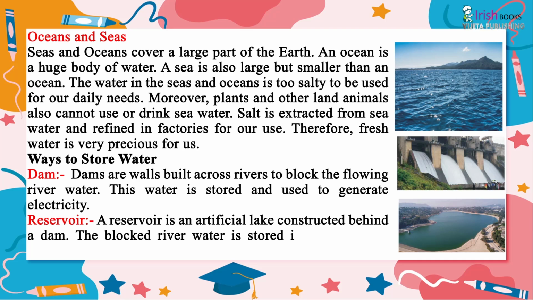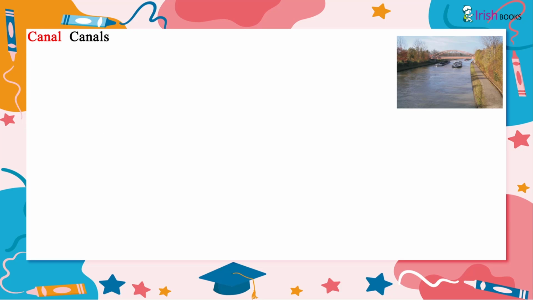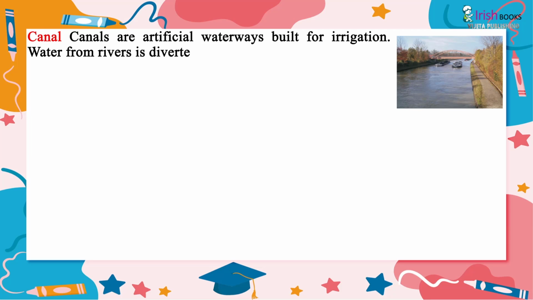Reservoir. A reservoir is an artificial lake constructed behind a dam. The blocked river water is stored in the reservoir. Later, this stored water is used for various activities. Canal. Canals are artificial waterways built for irrigation. Water from rivers is diverted into canals by digging channels.